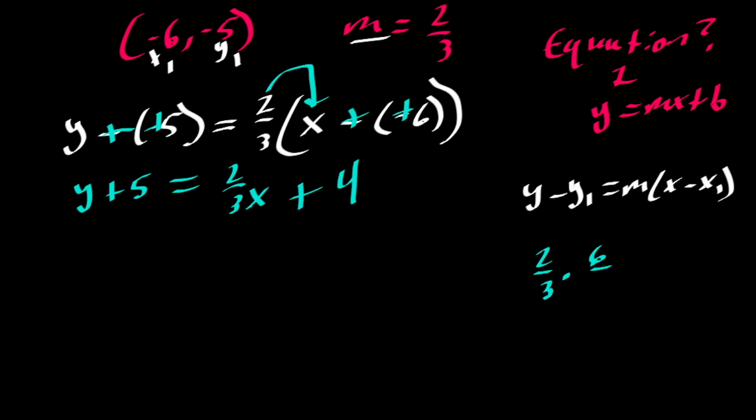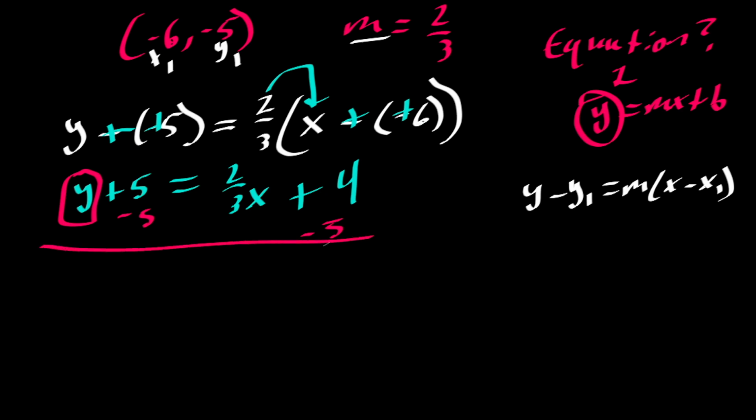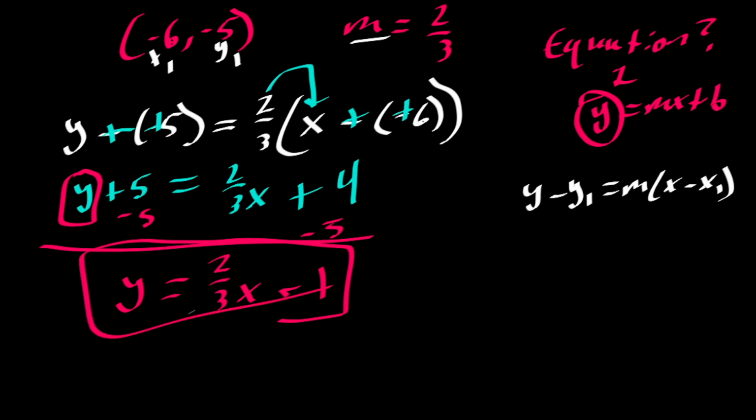All right, so now we are going to just simply put this in slope-intercept form, which means we want to get y by itself. So we want to isolate y. So we're going to subtract 5, y equals 2/3x plus, actually minus 1. Minus 1. And there's our equation.